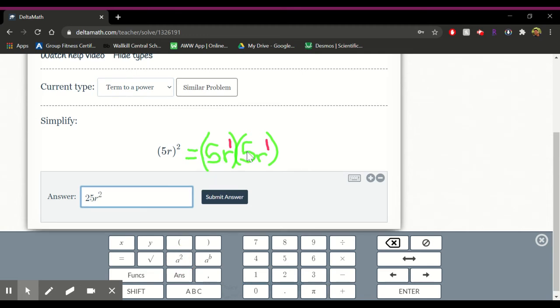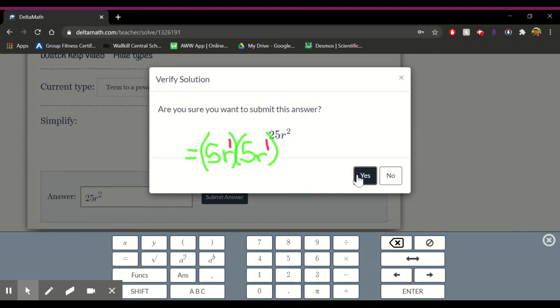So it's 5 times 5, which is 25. Keep the base, add the exponents. And hey, if you could see the shortcut, what do you notice about the shortcut? The other shortcut that you could do is you could square the number out in front. 5 squared is 25, and you square the letter inside. So that's another shortcut you could do if you don't want to write it out like this. Submit answer. Bam.